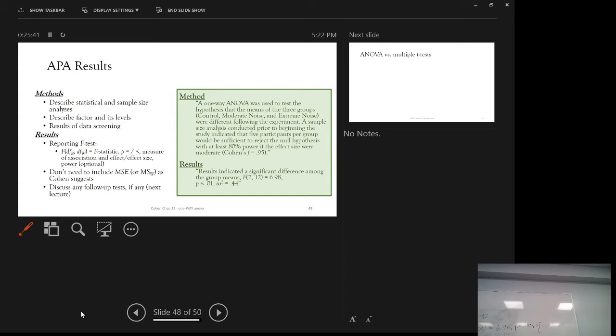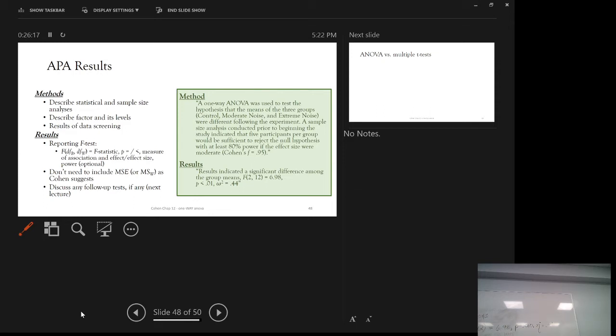So you've got to give us the situation: what are the variables, what are the groups, what's going on. And you should also put what test you're using. A one-way ANOVA was used to test the hypothesis that the means of the 3 groups were different following the experiment. Tell us what test you're doing. Be blatant. So reporting, you need your F with your degrees of freedom and its value.